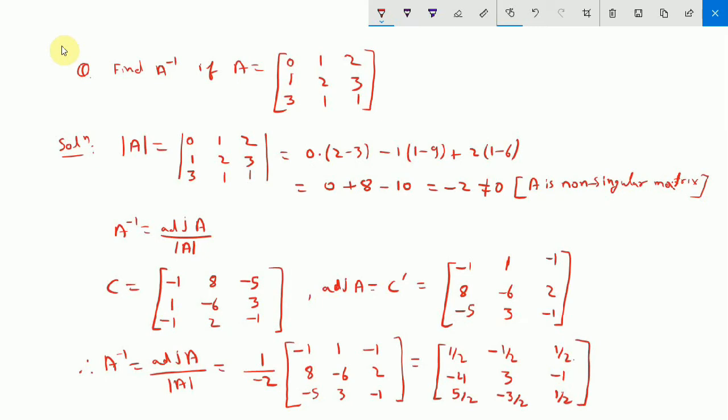Okay friends, so this is how we calculate the inverse of a square matrix. Today we have discussed how to calculate the adjoint of a matrix, what cofactors are, the properties of the adjoint matrix, then the inverse of a matrix and its properties. I hope every one of you has understood this lecture.